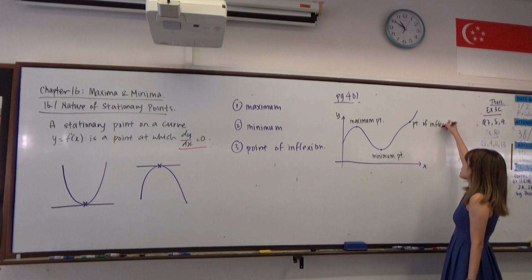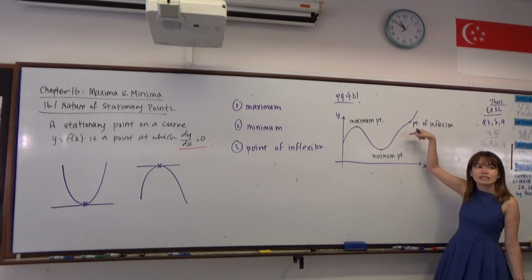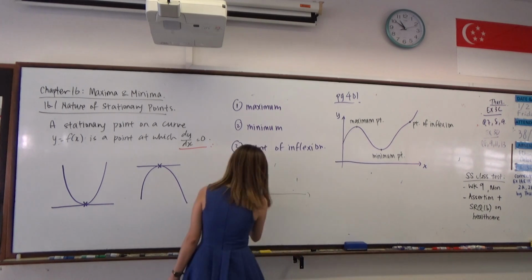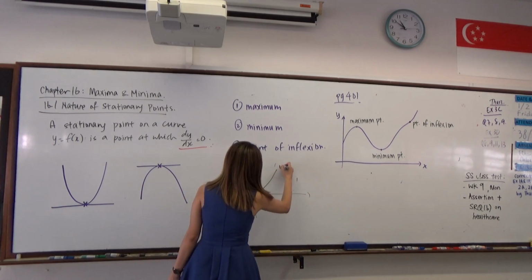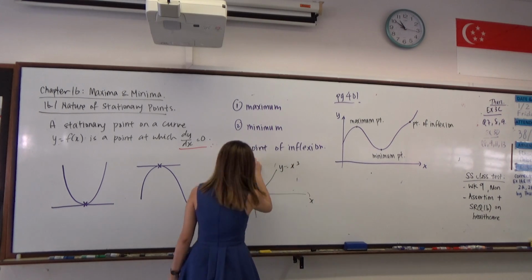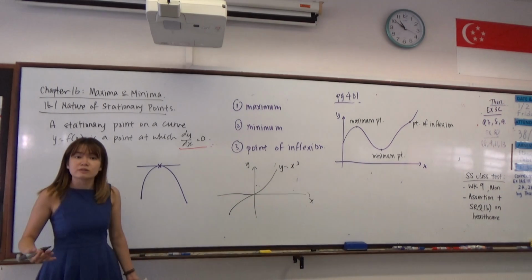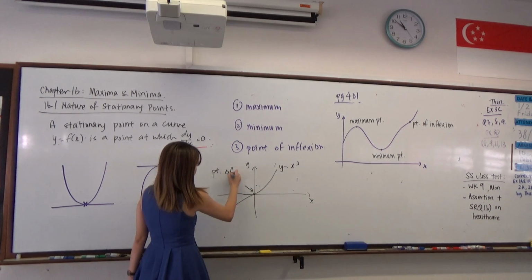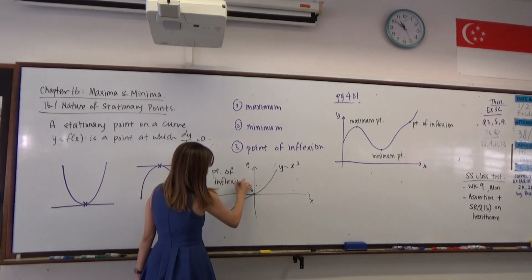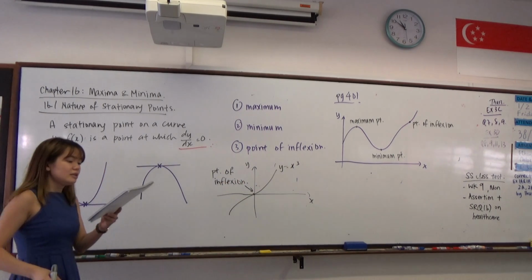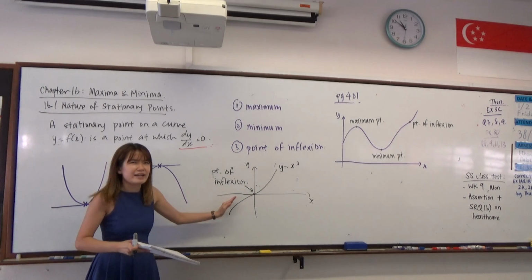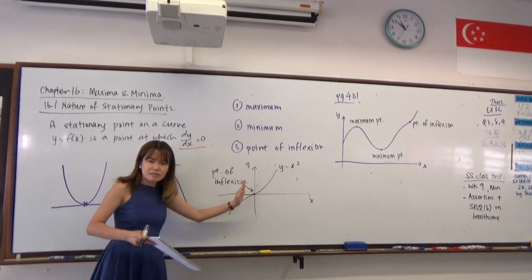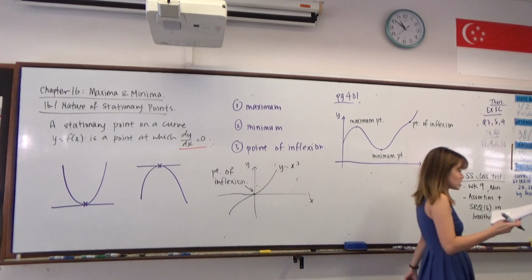Got curve. So where do you usually see such a thing? For example, your cubic functions. y equals x cubed is a graph that looks like this. So at this point over here, this is your point of inflection. So the point where the gradient turns to positive. There seems to be a change, but it isn't really a turn. That is what we call point of inflection.